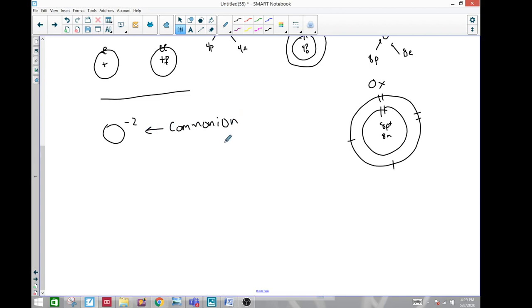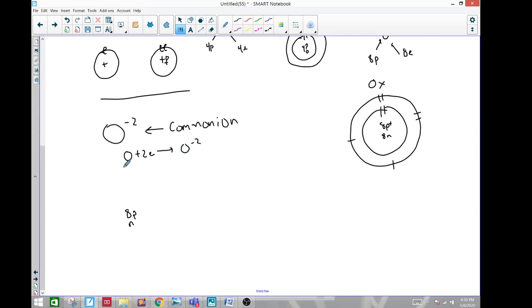And oxygen's always -2. People figured this out pretty quick, pretty early on. So what does that look like? Well, we have our 8 protons. We have our neutrons in there as well. And rather than having only 8 protons and 8 electrons, I added 2 electrons. What happened here is the oxygen atom gained 2 electrons to form O negative 2.